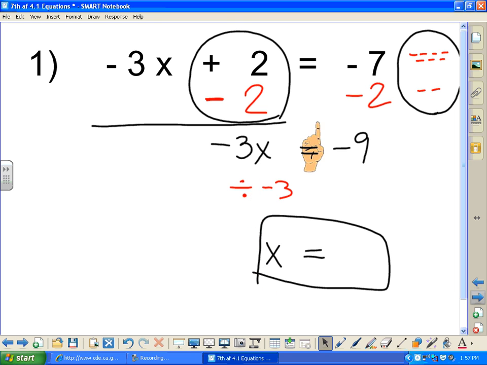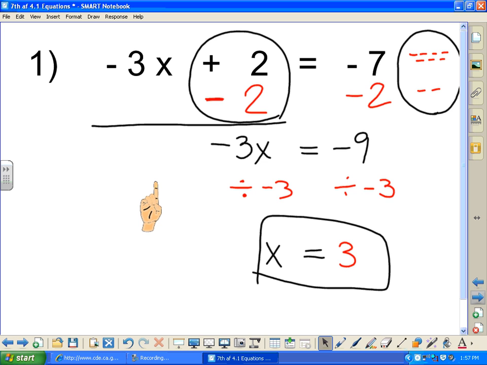Well, remember, in order for me to preserve this equality, whatever I do to one side, I have to do to the other as well. And so I do need to divide by negative 3 here as well. And by doing so, I've got negative 9 divided by negative 3. That's going to give me a value of positive 3. Okay, so that's my answer. That variable of x is really a positive 3.